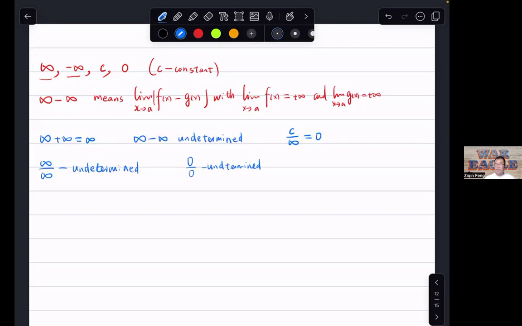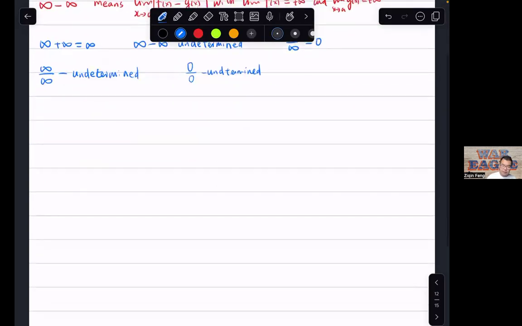Let's see an example here. Let's see an example of infinity minus infinity. So, as x goes to infinity, the square root of x squared plus 1 minus x. What's the limit of this? So okay, what's this, right?